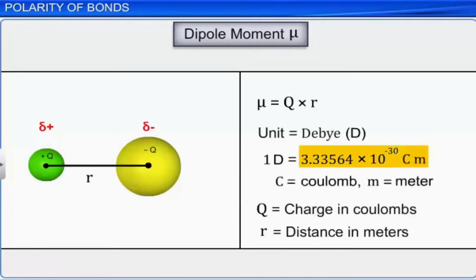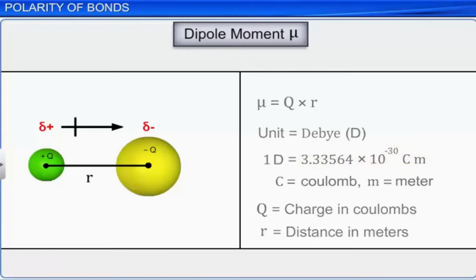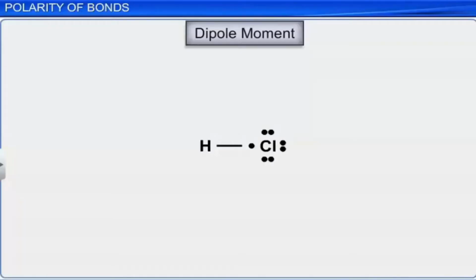Dipole moment indicates the degree of polarity in a molecule. Dipole moment is represented by a crossed arrow starting at the positive pole and pointing towards the negative pole. For example, the dipole moment of hydrogen chloride is represented as shown. The crossed arrow indicated above a Lewis structure indicates the direction of electron shift.